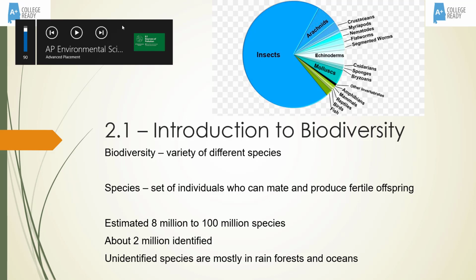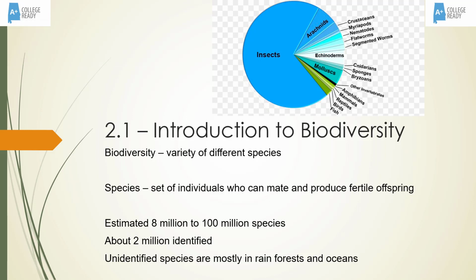First section of Unit 2 is just an introduction to biodiversity. The most common definition of the word is just a variety of different species. The pie chart you see there just shows that the majority of things that we have identified and feel like are here on the planet are going to be in the insect category. Knowing what a species is, it's a set of individuals who can produce fertile offspring is a basic definition.